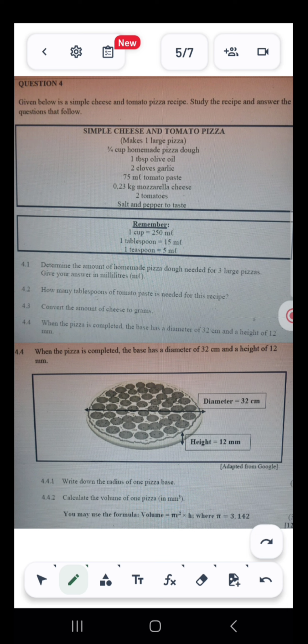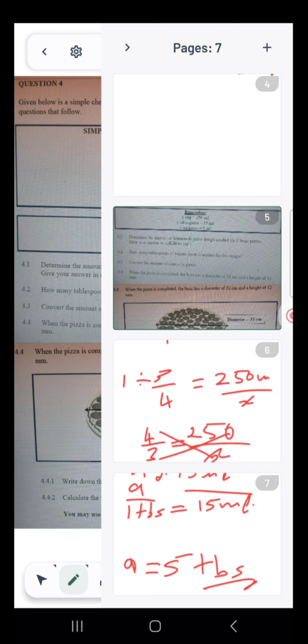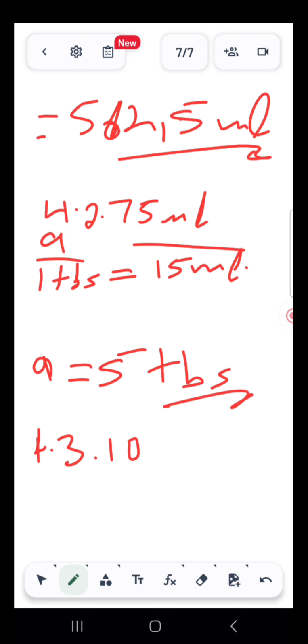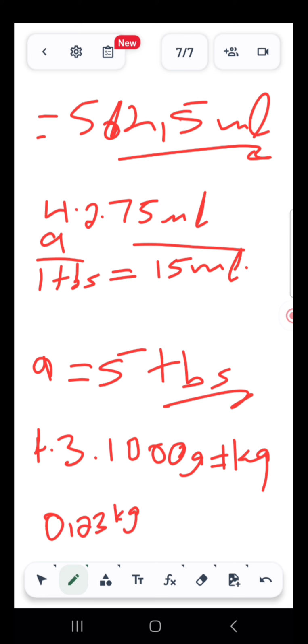Okay. Now cheese yethu is in kilograms. Now they want it converted to grams. Now we know it's 4.3. Or we should know that 1,000 grams is equals to 1 kilogram. So now we have 0.23 kilogram, which will be equal in a different format.